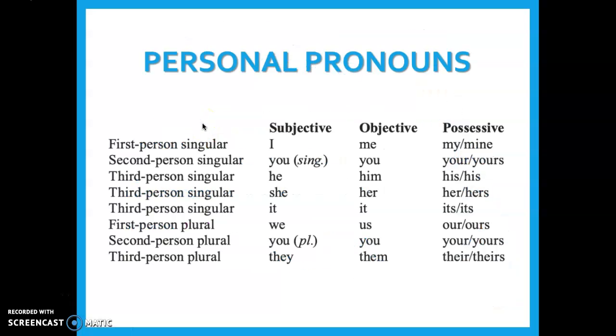Alright, there are several types of pronouns. First one, and the most common one, is personal pronouns. They fall into three categories: subjective pronoun, objective pronoun, possessive pronoun. All the subjective pronouns are pretty much pronouns that appear in the subject position in a sentence. Objective pronouns, on the other hand, appear in the object position, right? And possessive pronouns are pronouns that indicate possessions or ownership. Okay.